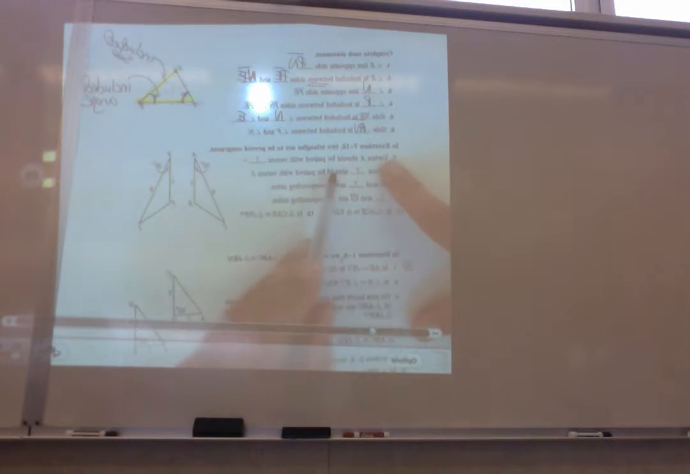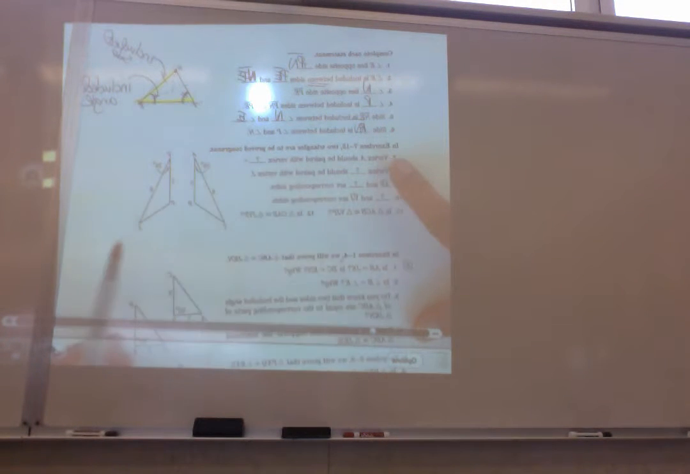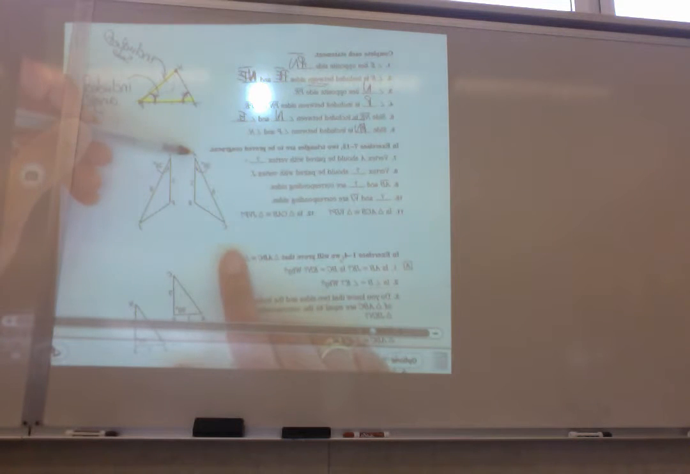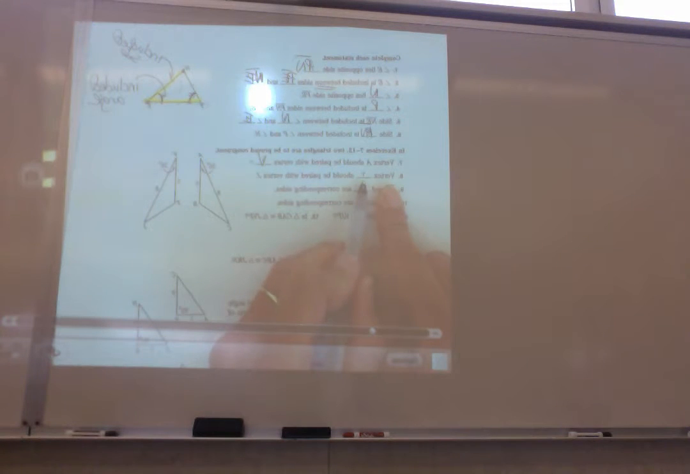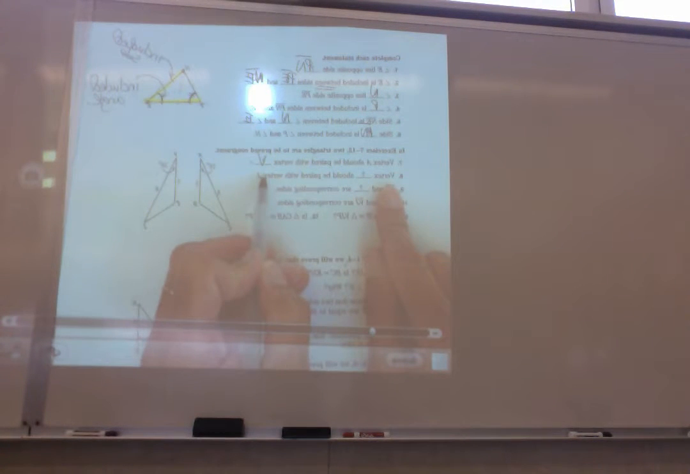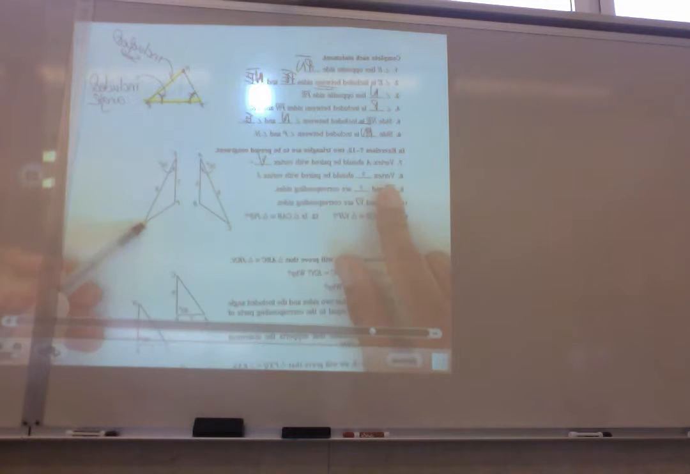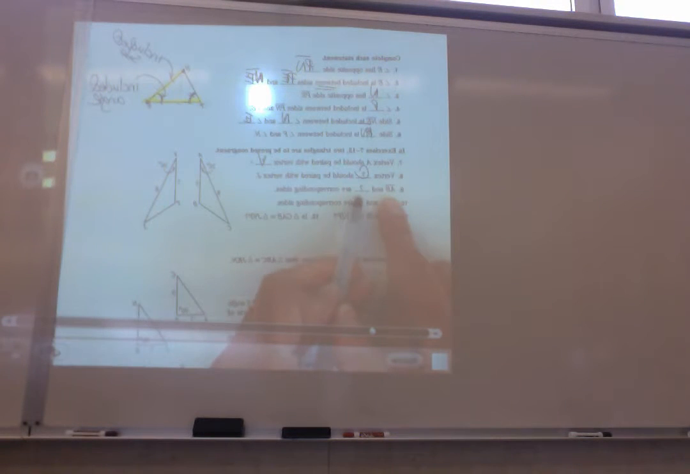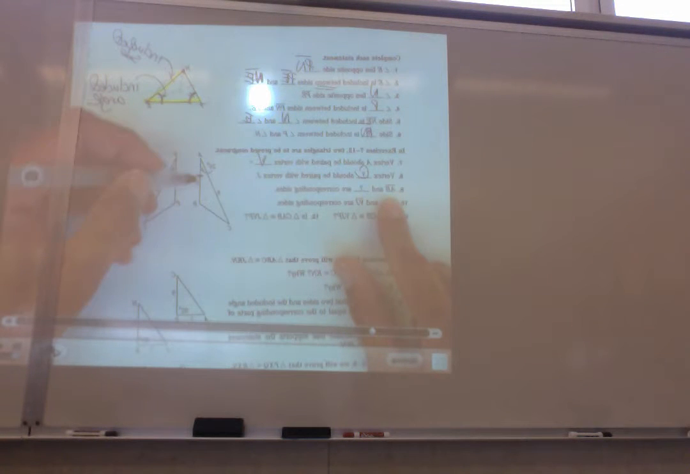Seven. Vertex A should be paired with vertex. So here's A. Who does it correspond with or match on the other triangle? V. Okay, Andy. Vertex blank should be paired with vertex J. Here's J. Who matches J on the other triangle? AB and blank are corresponding sides. Here's AB. Chris V. Who does AB match on the other triangle? VP. Good job.